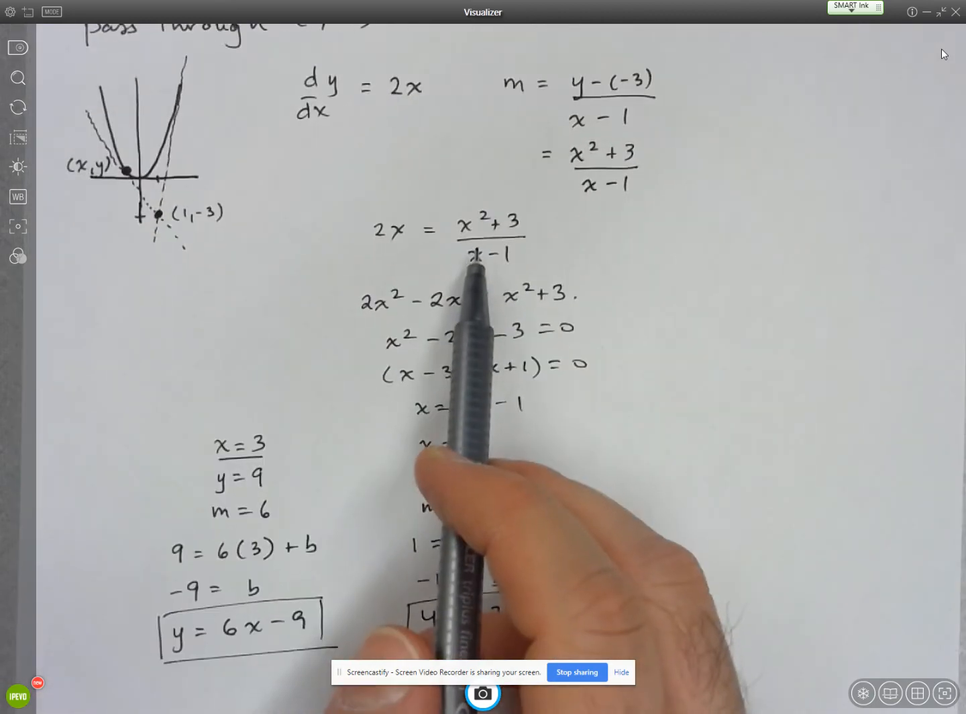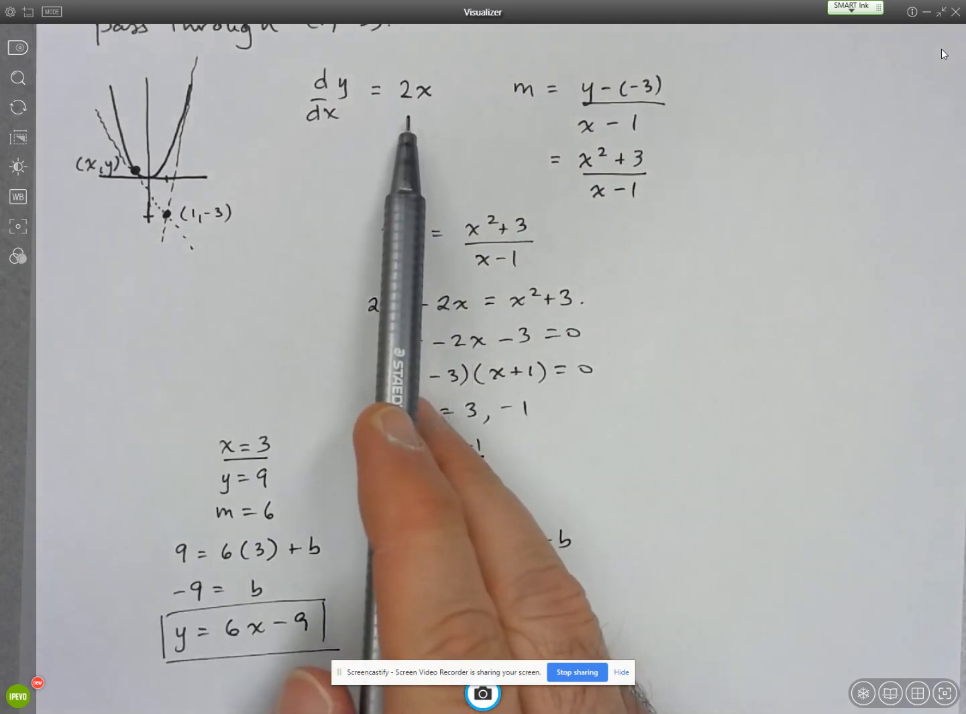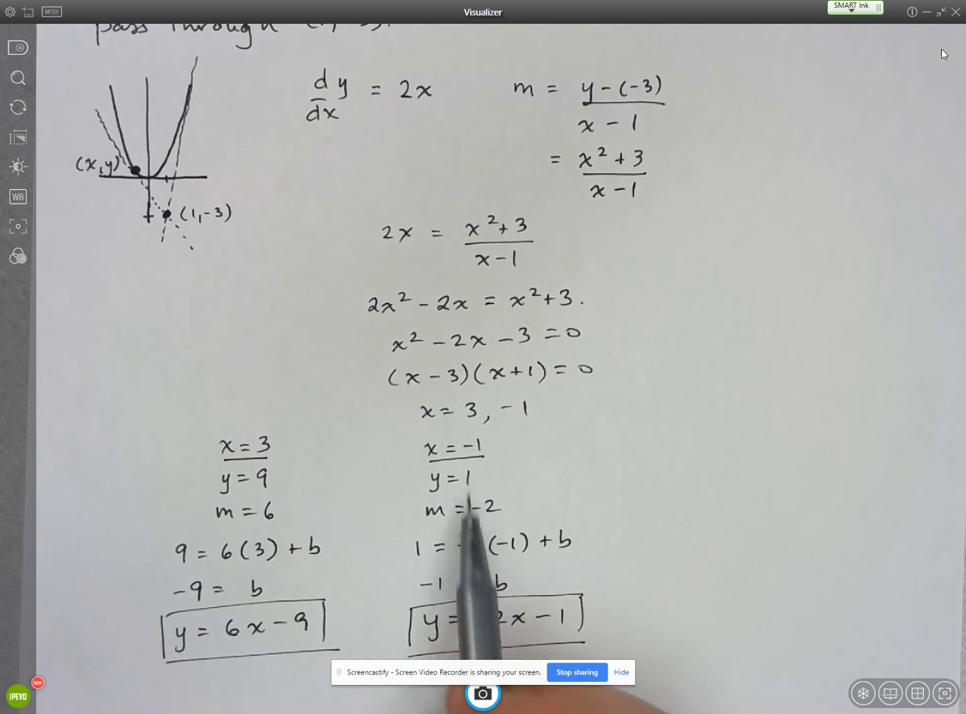And from there, we were able to solve for the x values. And once we had the x values, we could plug them into the function, and we could plug them into the derivative formula to find the y value and the slope value. And then from there, find the equations of the lines. Okay, that's it for this one.